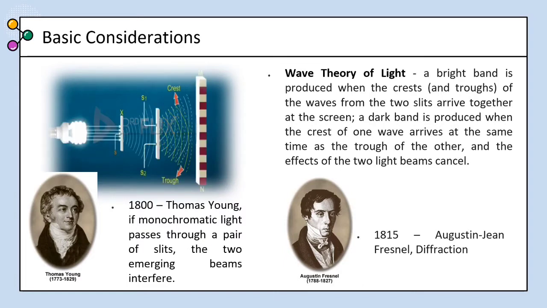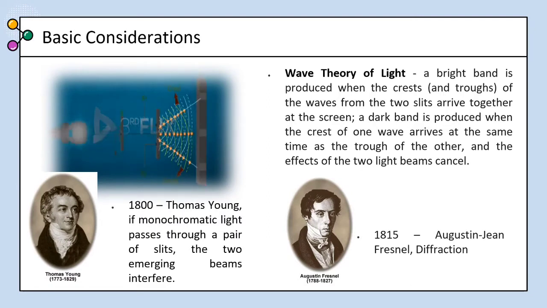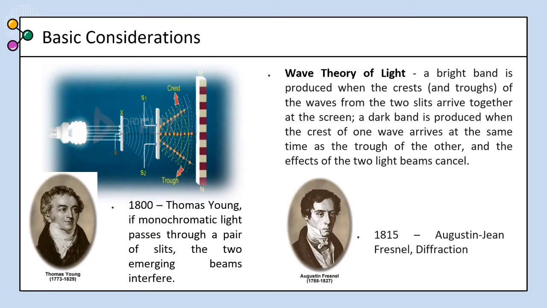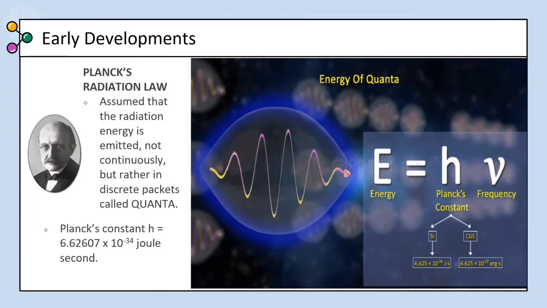At about this time, Thomas Young showed that if monochromatic light passes through a pair of slits, the two emerging beams interfere, so that a fringe pattern of alternately bright and dark bands appears on a screen, which is explained by a wave theory of light. In 1815, a series of experiments by Augustin-Jean Fresnel and others showed that when a parallel beam of light passes through a single slit, the emerging beam is no longer parallel but starts to diverge, and this phenomenon is known as diffraction.